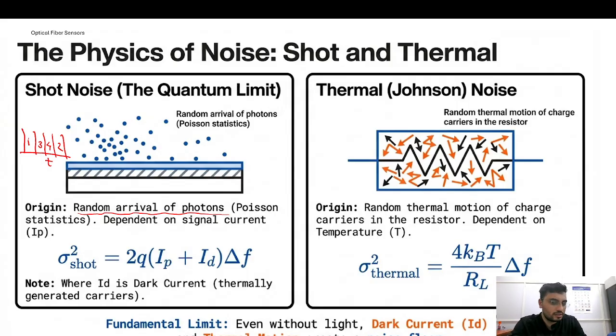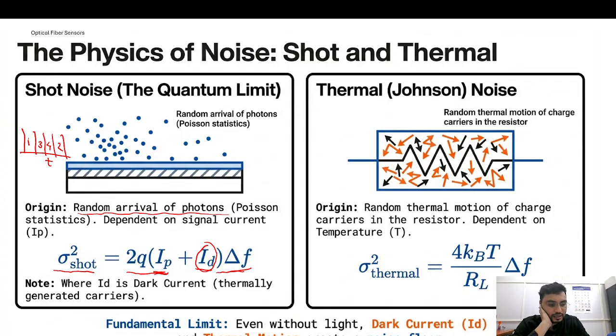The shot noise variance, sigma square shot, is equal to 2q (IP plus ID) times delta F. What does it mean? If you see the lecture, you will understand that these are the parameters for the shot noise, and the ID is because of the dark current.